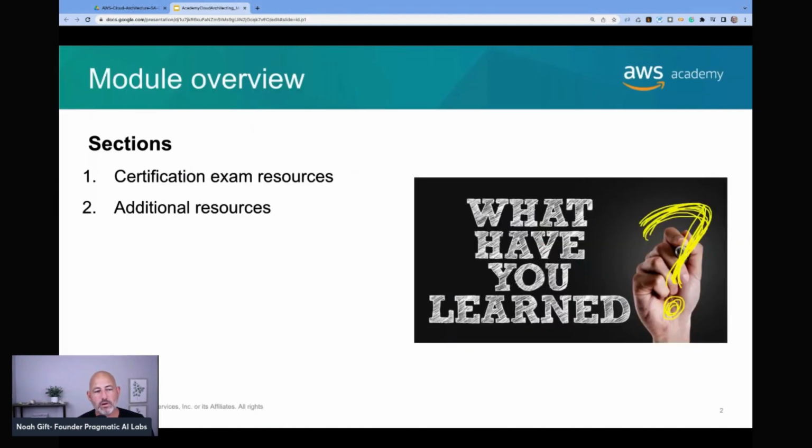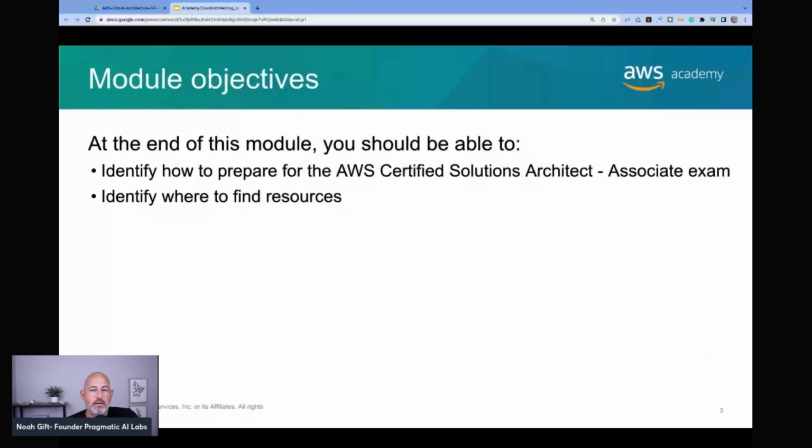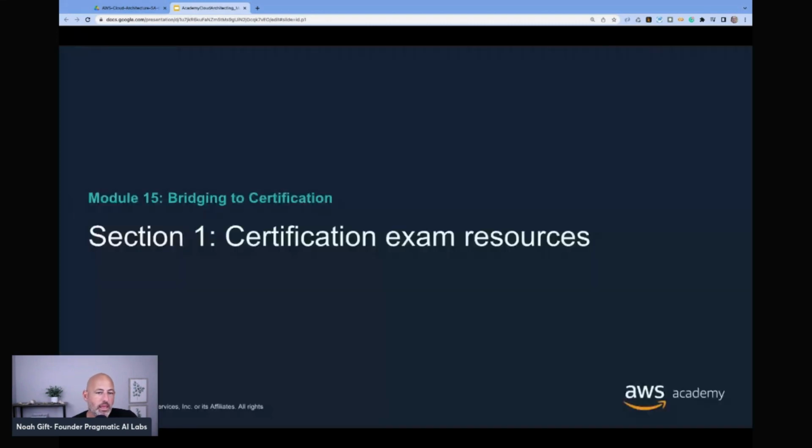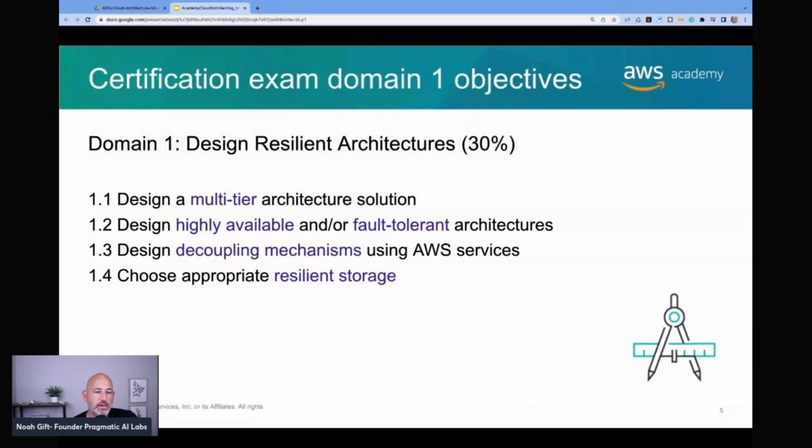Like, for example, what are the exam resources that are necessary? What are some additional things that you can care about? And so at the end, you should be able to prepare for the AWS Solutions Architect exam and also find resources. So first up, where are the exam resources? What should you start with? You should start with the exam guide. Really, that's the first place to look if you're getting ready for the exam.